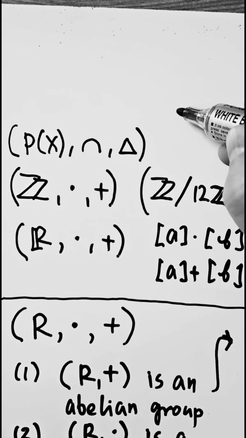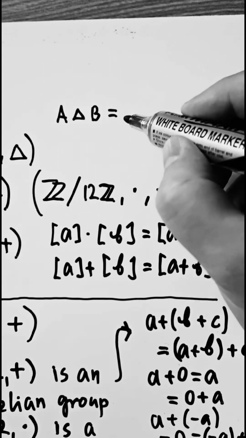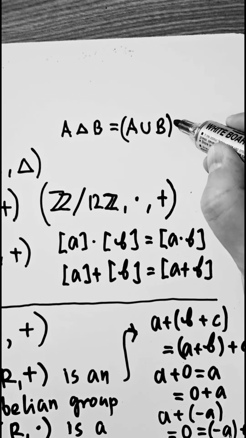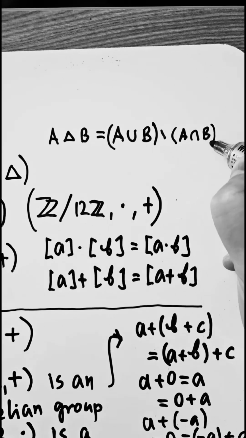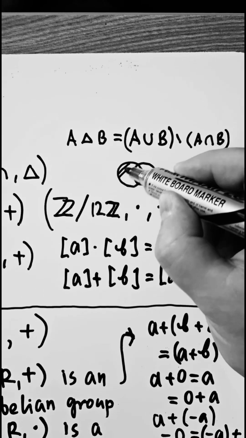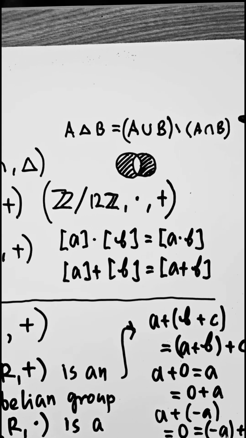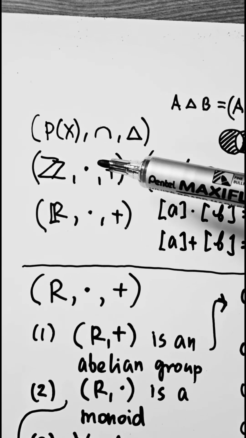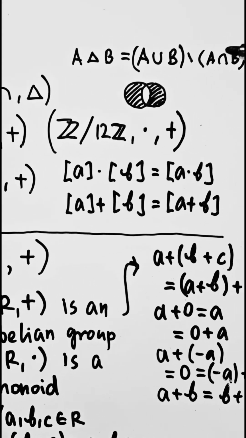Recall that symmetric difference of two subsets, let's say A and B of X, is given by taking the union of A and B and subtracting from it the intersection of A and B. On the Venn diagram, we are selecting the parts of A and B that do not belong to the other one. It turns out that, indeed, with intersection for multiplication and symmetric difference for addition, we get a ring.